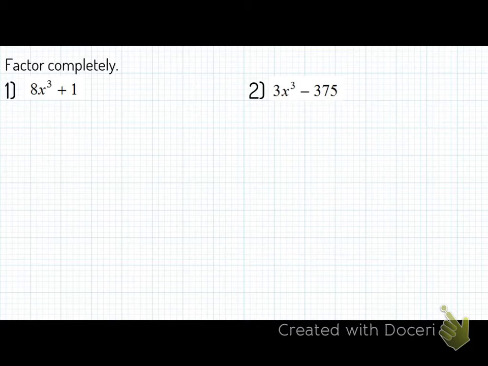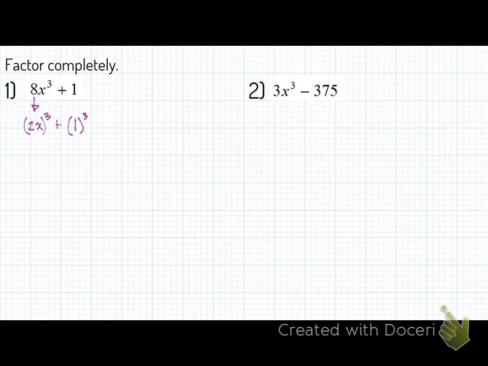8x cubed is a perfect cube, okay? And I know it's a perfect cube because what's the cube root of 8? It's 2. Cube root of x cubed is x. So eyes up here. So 8x cubed could be rewritten as 2x to the power 3. I'm going to bring down my plus sign, and then I know 1 could be written, because a 1 is a perfect cube, 1 could be written as 1 cubed. Okay? You'll see that? So now I see that the pattern exists.